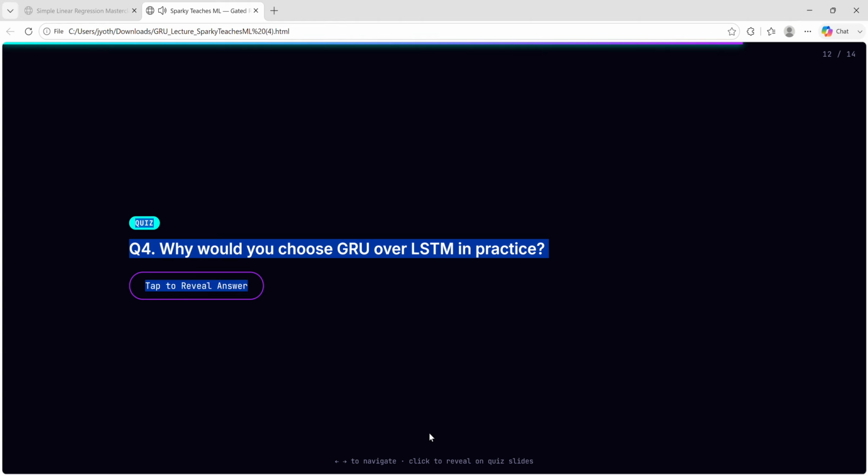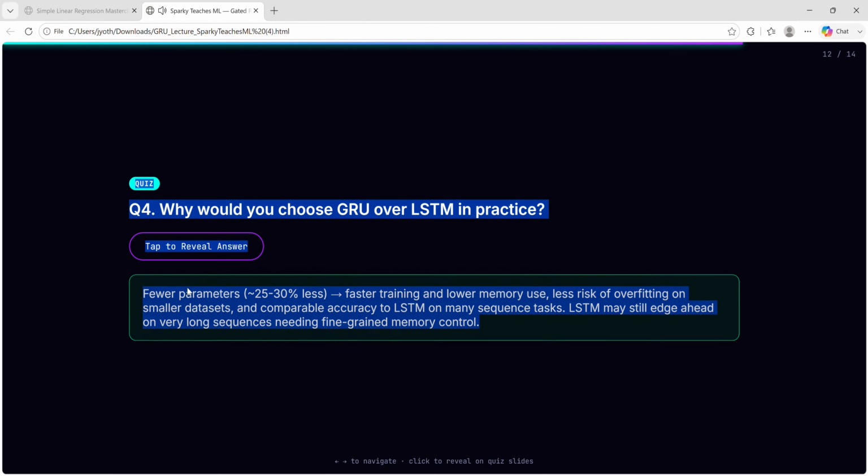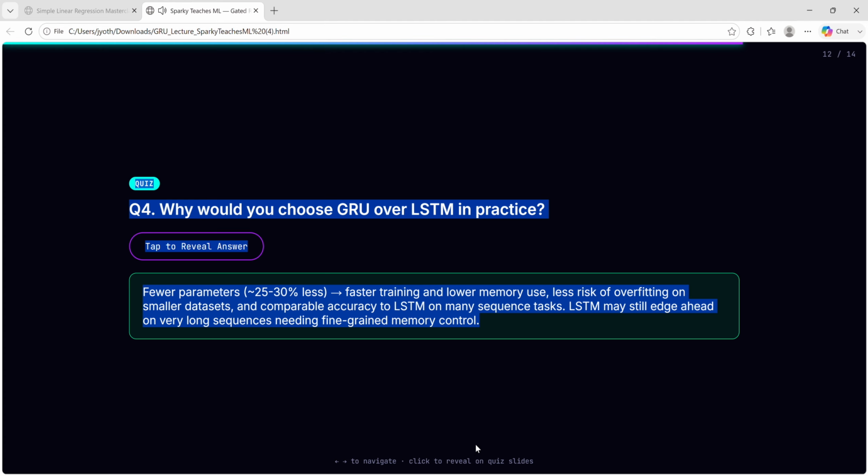Last question, why would you choose GRU over LSTM in practice? Tap to reveal. The answer, GRU has roughly 25 to 30% fewer parameters, which means faster training, lower memory use, and less risk of overfitting on smaller datasets, while often matching LSTM's accuracy. LSTM may still edge ahead on very long sequences that need very fine-grained memory control.